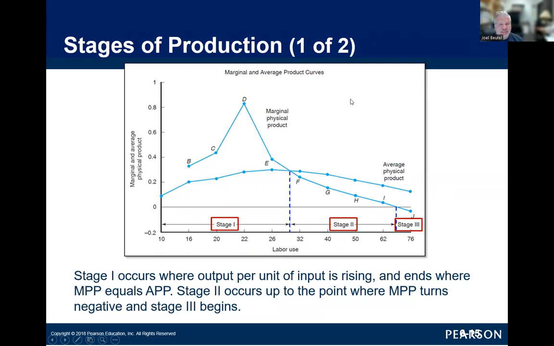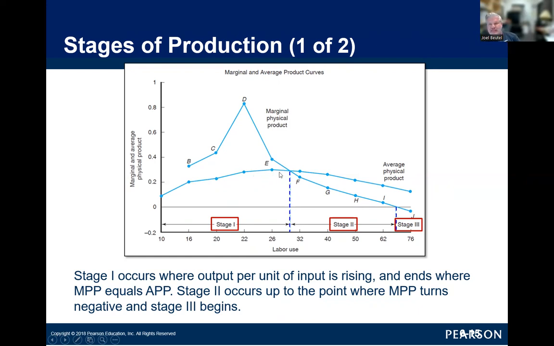So we have these stages of production that have been on the graph up to this point. Stage 1 occurs where output per unit of input is rising, and it's going to end where marginal physical product equals the average physical product. So this is stage 1 of production. This is really what we'd call that kind of growth stage. We're still getting more bang for the buck.